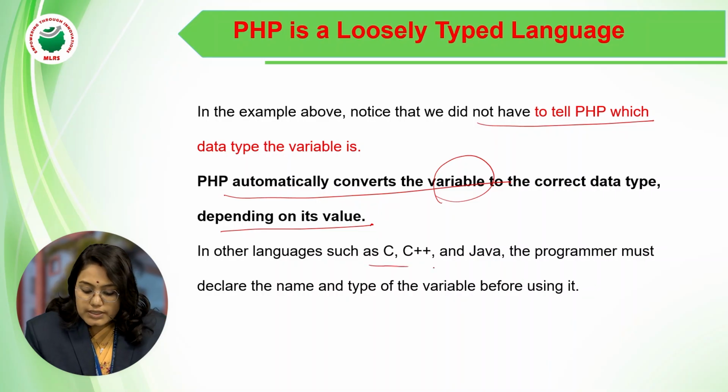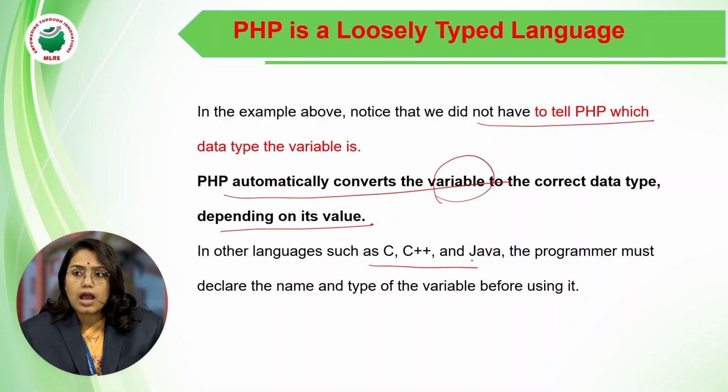In other languages such as C, C++, Java, we must declare variable data types. That is, it may be of a string type, integer, float, double. We have to declare. Here in PHP, there is no need of declaring a data type. It automatically knows the data type.